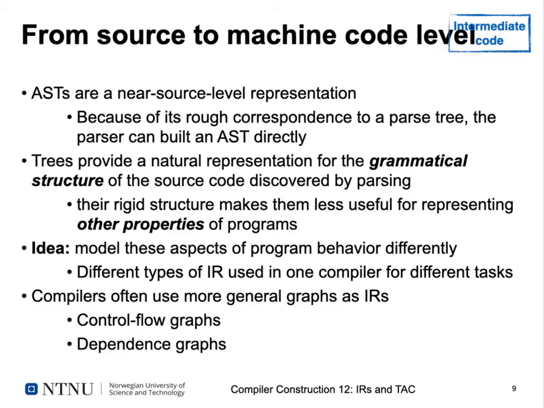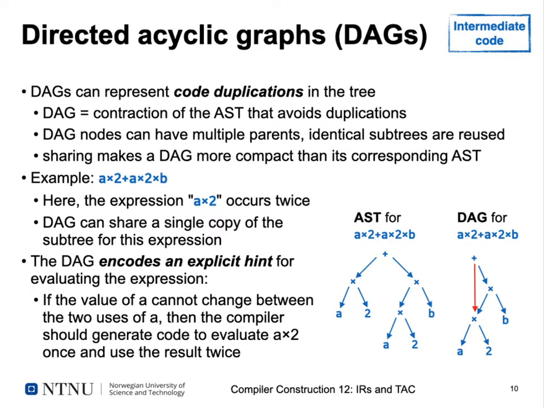And of course, you need to be able to convert between these representations in order to ensure that you keep the same semantics here. So compilers often use more general graphs as intermediate representation, for example in control flow graphs and in dependence graphs. So one graph representation that's immediately useful is representing our AST as a directed acyclic graph. So a directed acyclic graph, or short DAG, can represent code duplications in the tree.